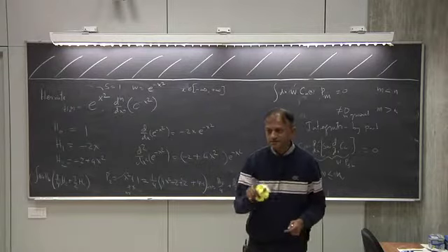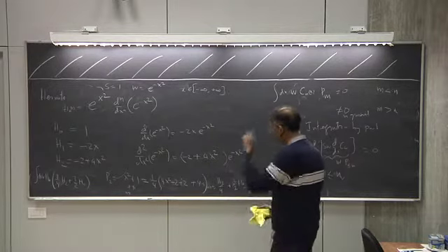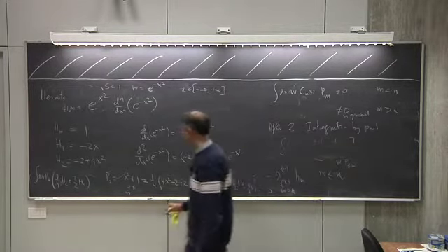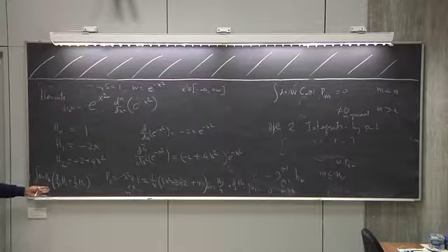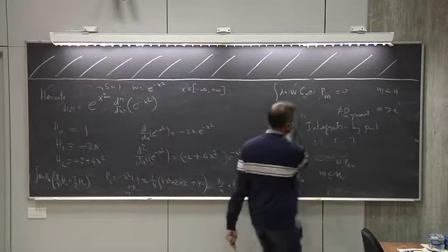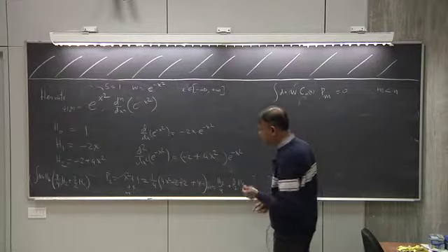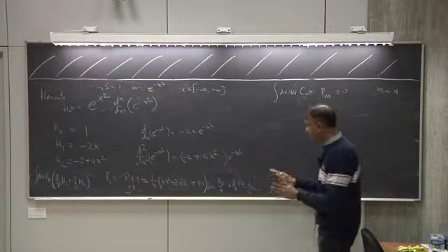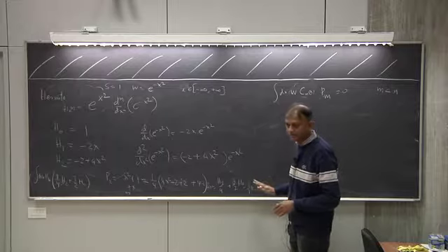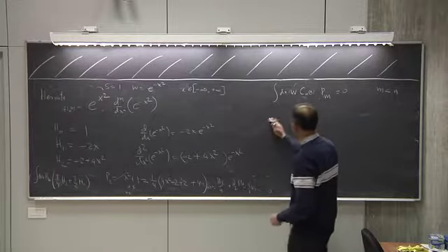Is that clear? I'm showing you explicitly that this P2 is not orthogonal to H0. How shall I say it now? I take any arbitrary polynomial. You can always write an arbitrary second degree polynomial as some linear combination of H2, H1, H0, with some coefficients.